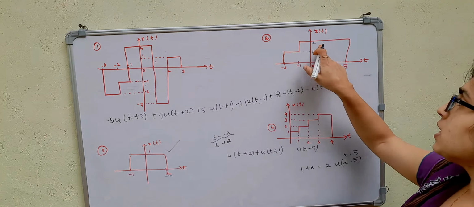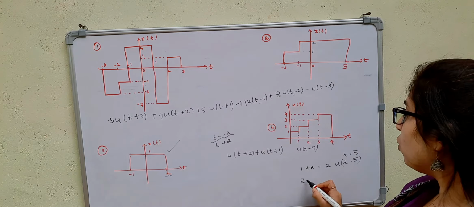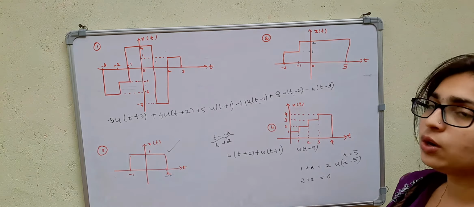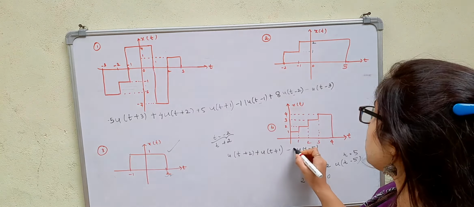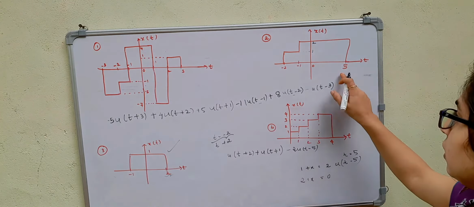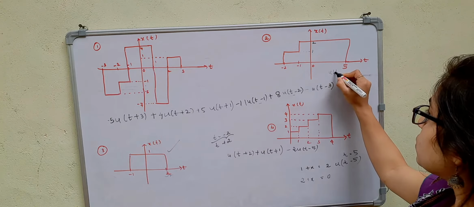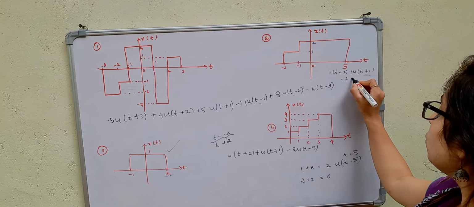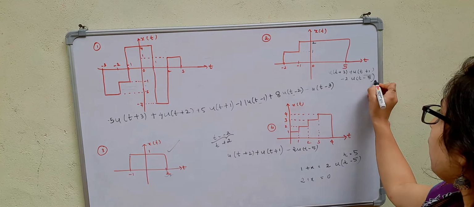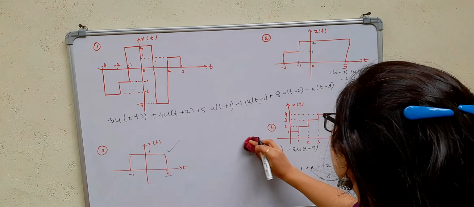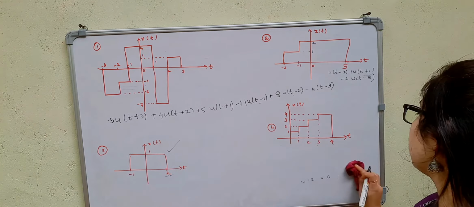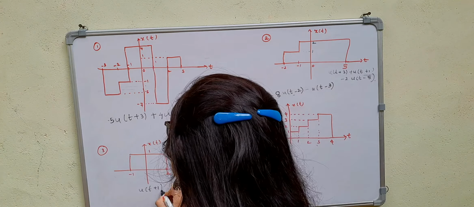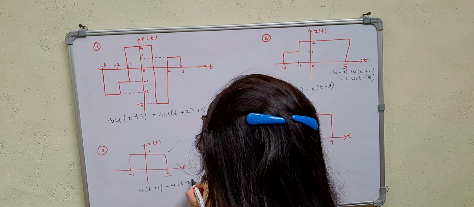Okay, it is changing from 2 to 0. So old step height, new step height. So if I add something, I should get 0. That means x is equal to minus 2. Okay, this will be your answer: u of t plus 2 plus u of t plus 1 minus 2 u of t minus 5.